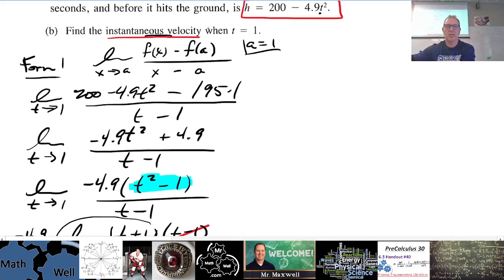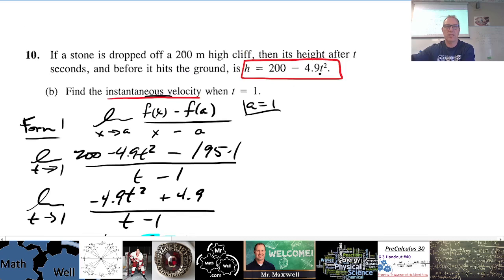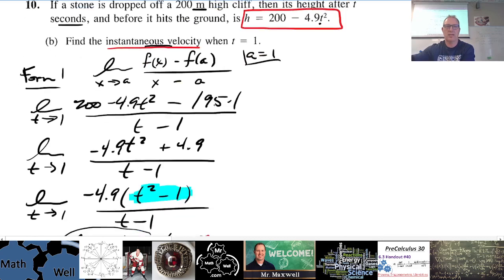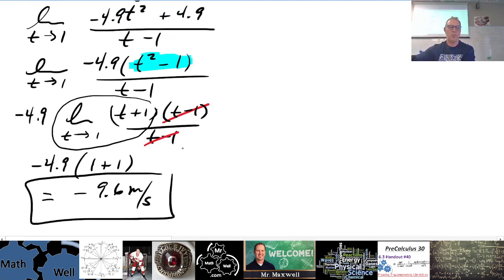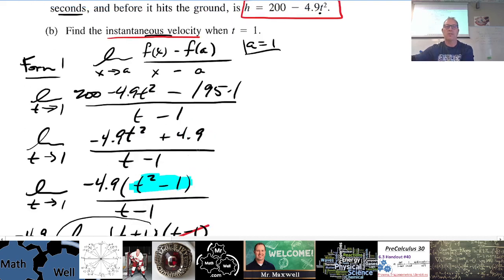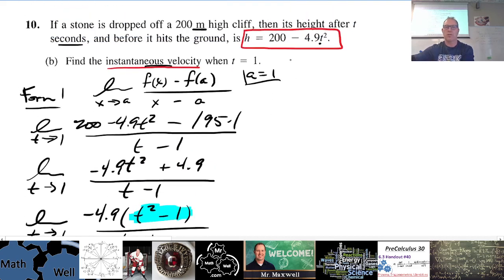So negative 9.6, wait, 9.8, my bad, 4.9 times 2 is 9.8. So negative 9.8 is the value here. And for instantaneous velocity, we're dealing with meters and seconds, so that velocity is going to be meters per second. Okay, so that's the answer we get with Formula 1. Let's check Formula 2 now. I'll do a different color. Let's do blue.